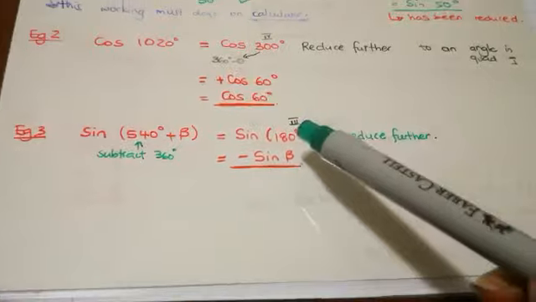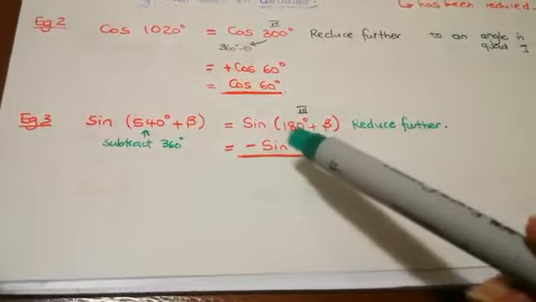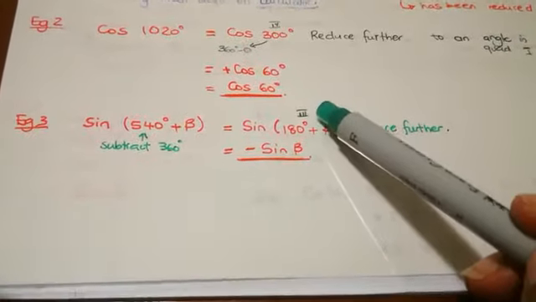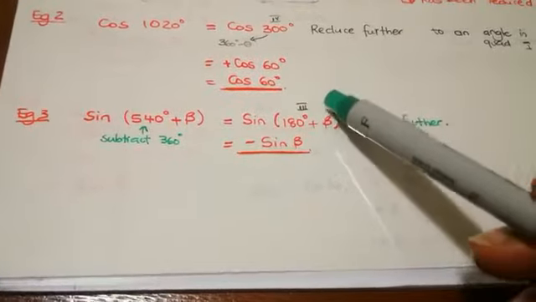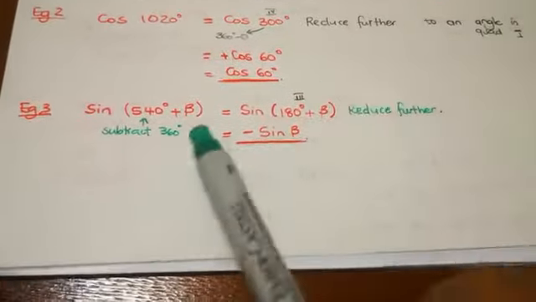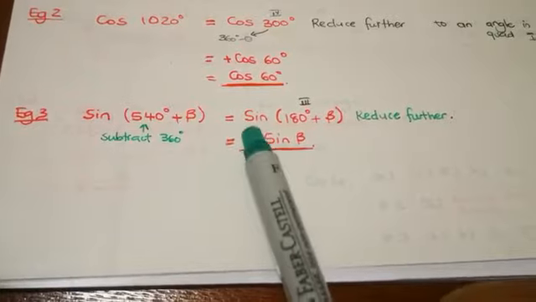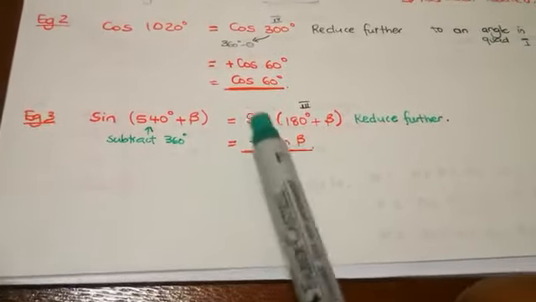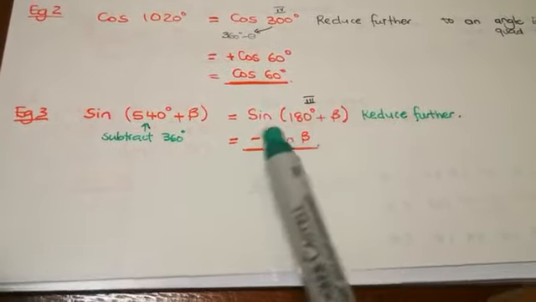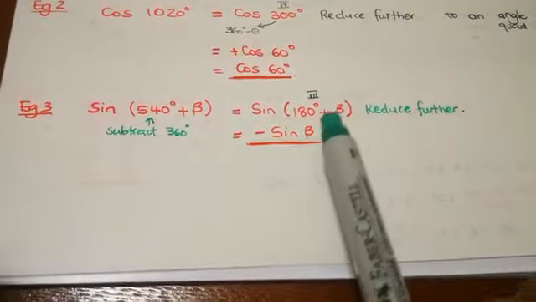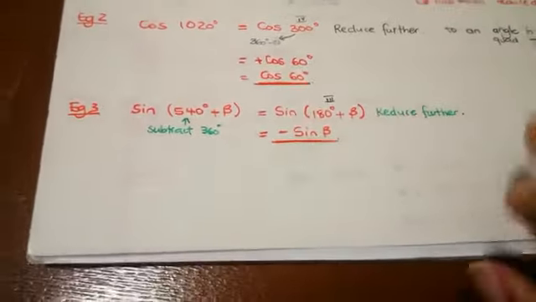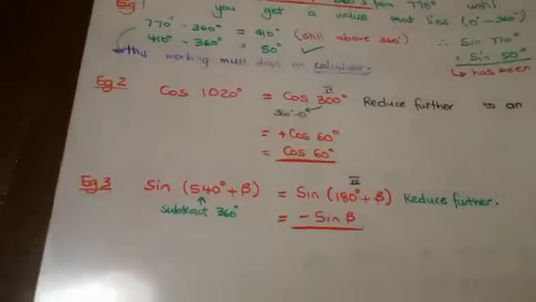So you do your analysis. The bracket indicates that it is in the third quadrant. 180 plus theta is in the third quadrant. In the third quadrant, sine is negative, so I'm going to write that negative here. And then you replace the bracket with beta. And that's all there is to it.